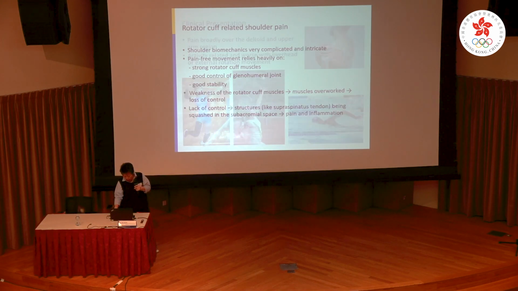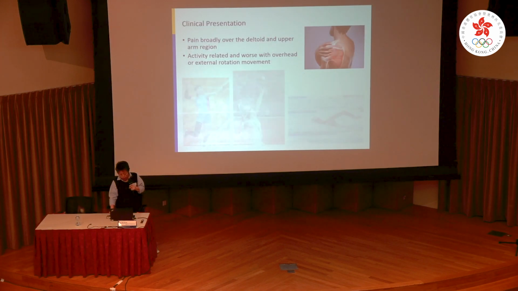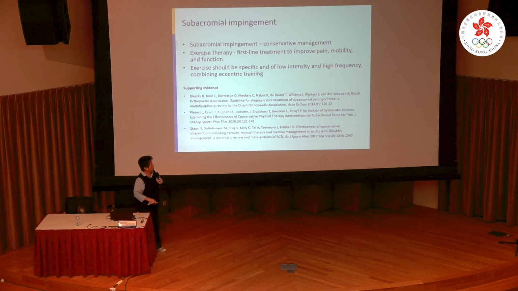So just now I have talked about these structures which are involved: impinged under the subacromial space, the rotator cuff muscle tendon irritated, or maybe a tear. What did the literature say about these things? There is a lot of supporting evidence recently about how to manage subacromial impingement.